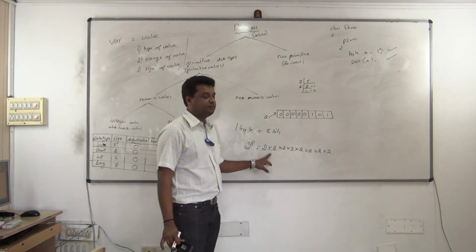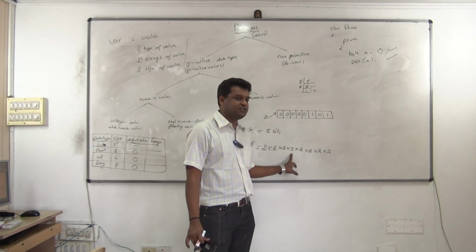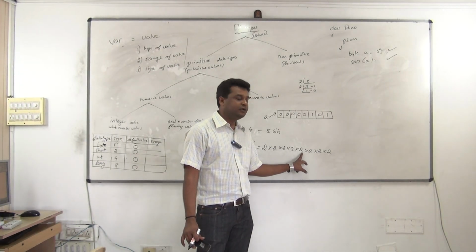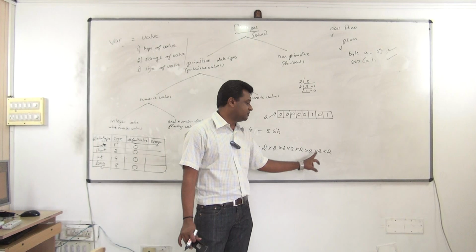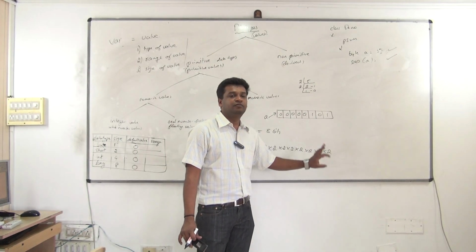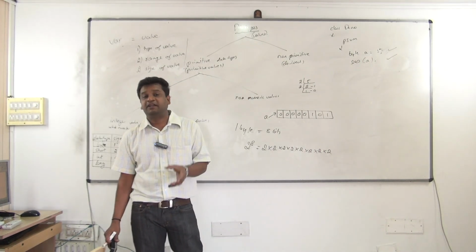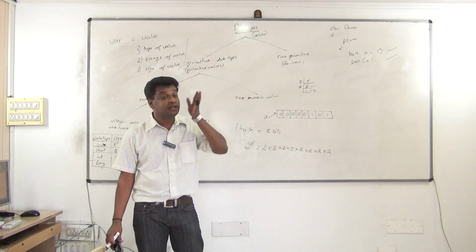2 into 2 is how much? 4. 4 into 2 is how much? 8. 8 into 2 is 16. 16 into 2 is 32. 32 into 2 is 64. 64 into 2 is 128. And 256. So in total your byte can store only 256 numbers.